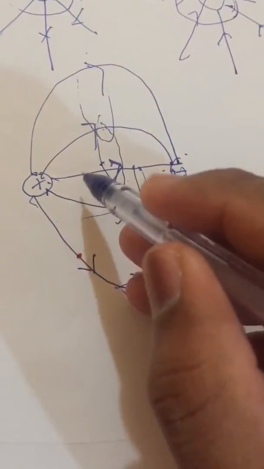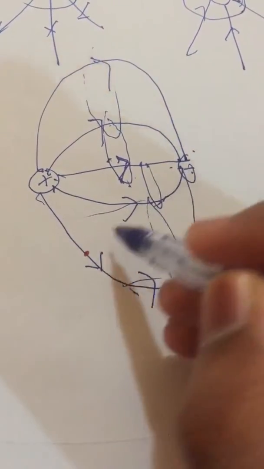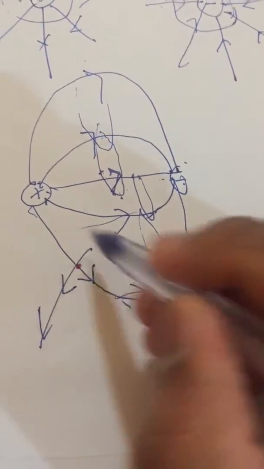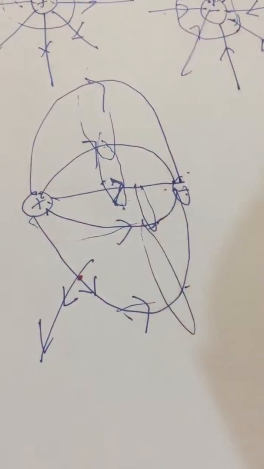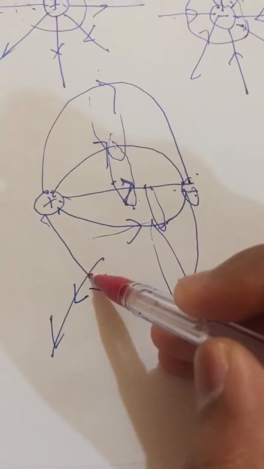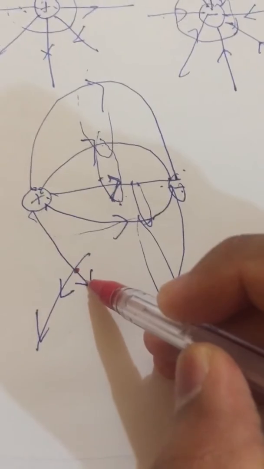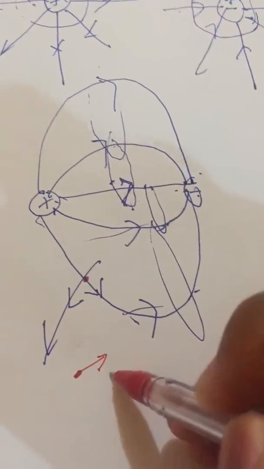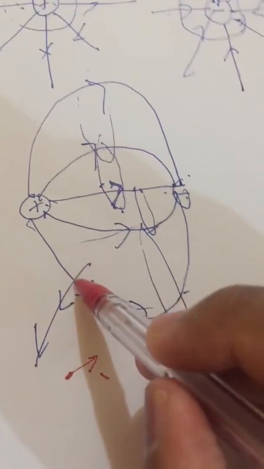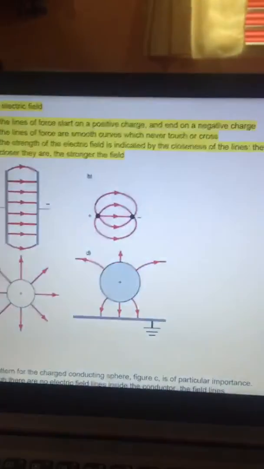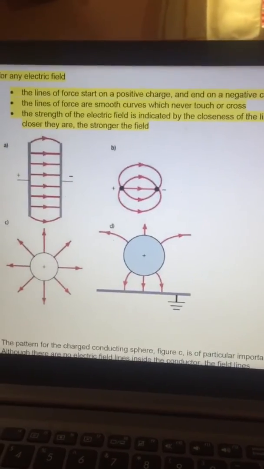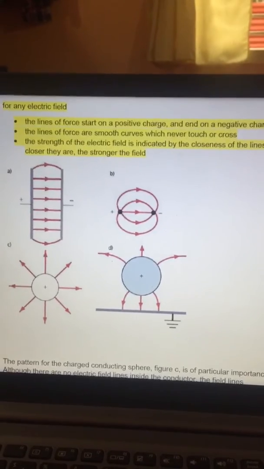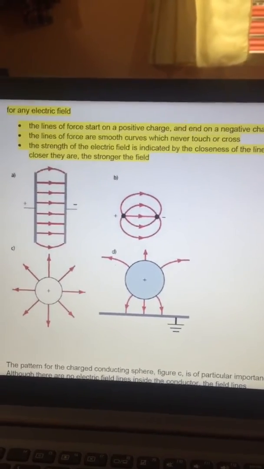If there are two field lines which are crossing, let's say there is another field line which is crossing, that means the field is indicating that a particular charge is going to move in two directions at the same time. That's not possible. An object can only move in one direction at one time. So that's why the field lines cannot touch or cross. So the field lines have the above three properties, which you must take into consideration.